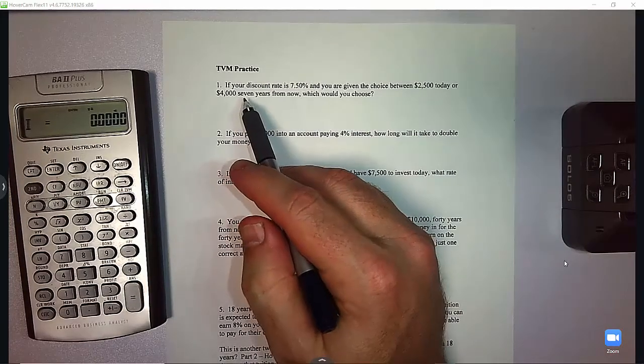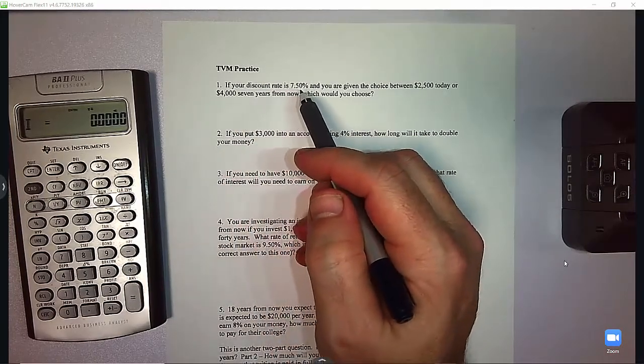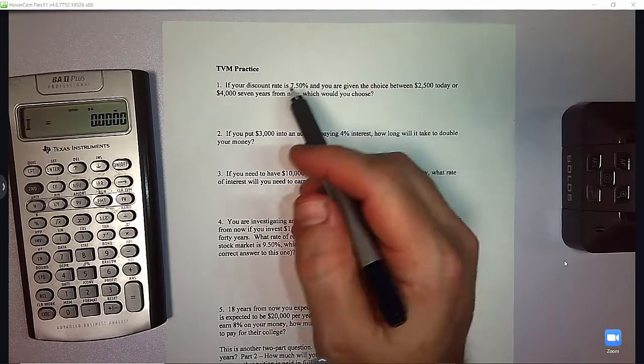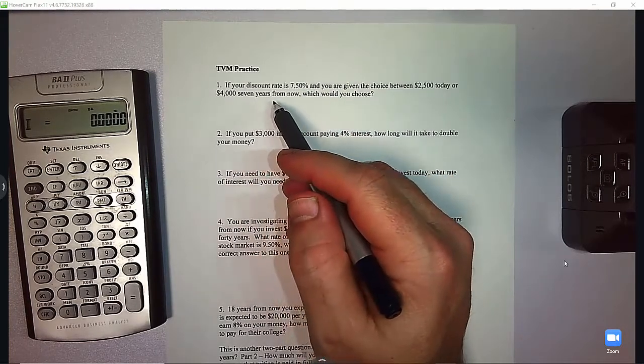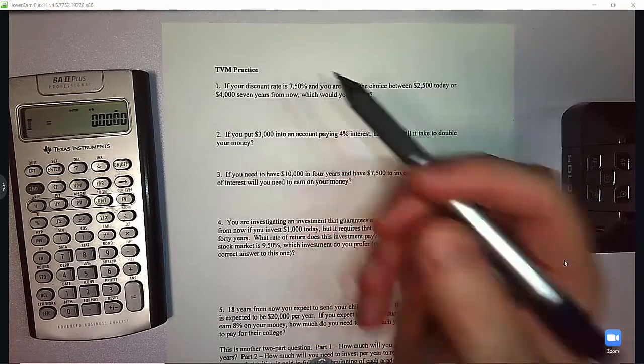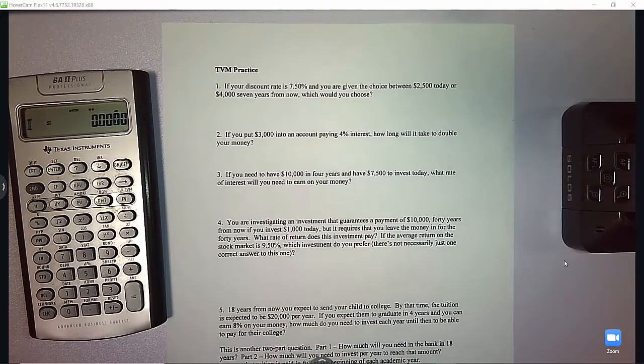So the problem says, if your discount rate is 7.5% and you are given the choice between $2,500 today or $4,000 7 years from now, which would you choose? So hopefully you choose the one that has the highest value today.